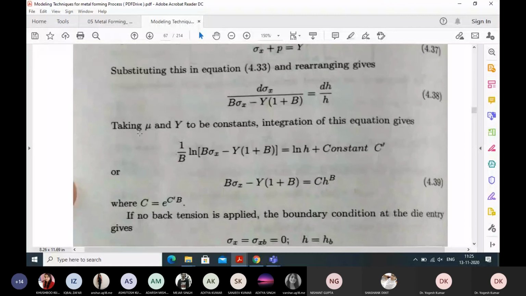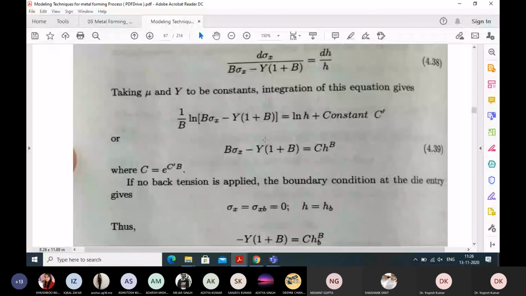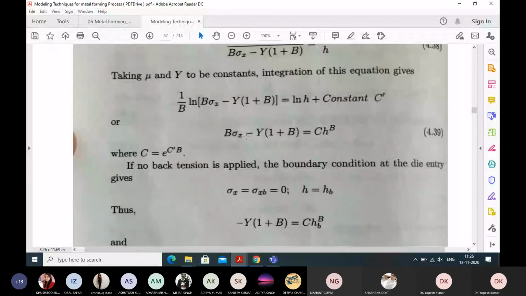Okay, again like the previous discussion, we can integrate both sides of equation 4.38. We will get 1/b, since y is constant and b is also constant. There is a typo error here. This is taking b and y to be constant and integrating this equation. It will give 1/b natural log of b sigma x minus y, 1 plus b. Okay, these are simple mathematical calculations I think all of you can do.